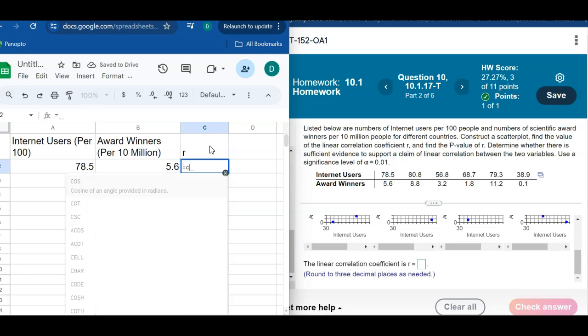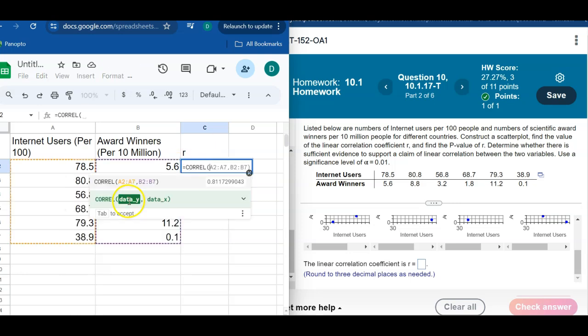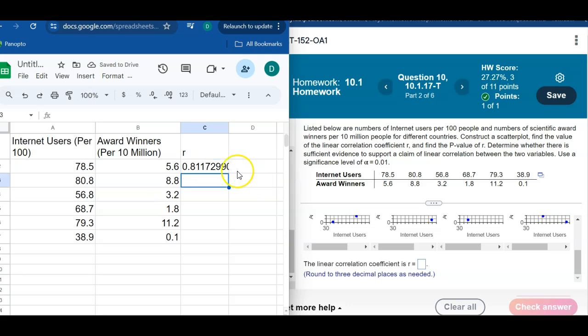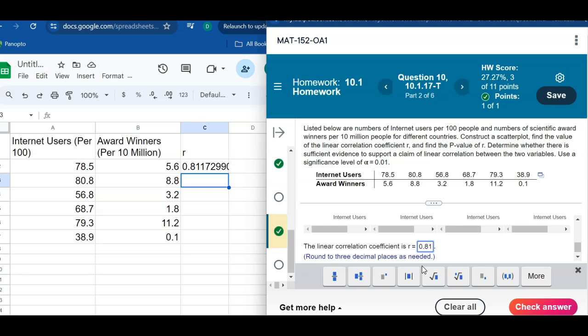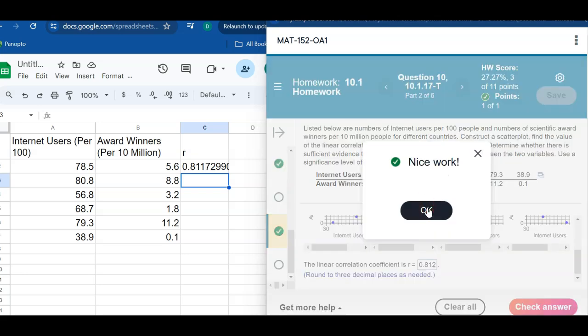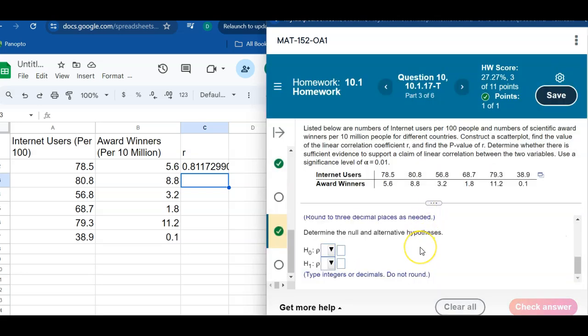Equals CORREL. C-O-R-R-E-L. The Y is first, then the X. It's giving me that option. I'm just going to go ahead and hit Tab to accept it and enter. So there's the correlation coefficient to 3 decimal places. That'd be 0.812. Now here's the thing that you're going to have to do a little work on, that it would be easier if you had the TI.